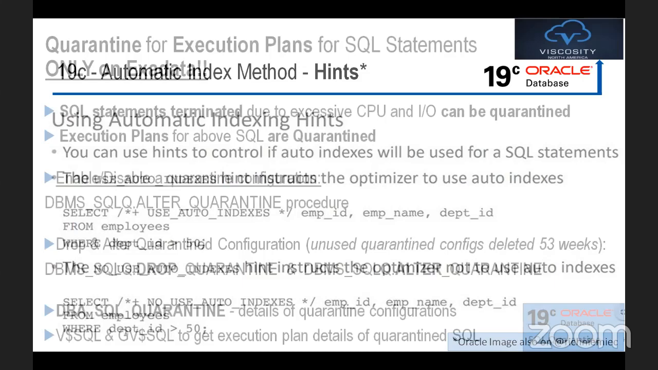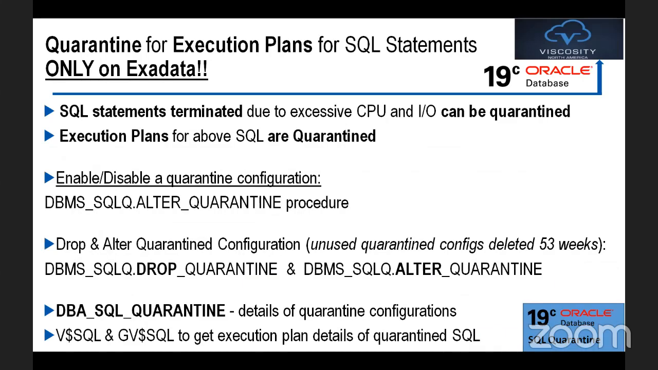The next thing in 19C is quarantine. Keep in mind, quarantine is on the execution plan, not the SQL statement, but how it's being executed. So based on bind variables, it might do a different execution plan. And they could terminate SQL statements, and those can then be quarantined, that execution plan quarantined forever.